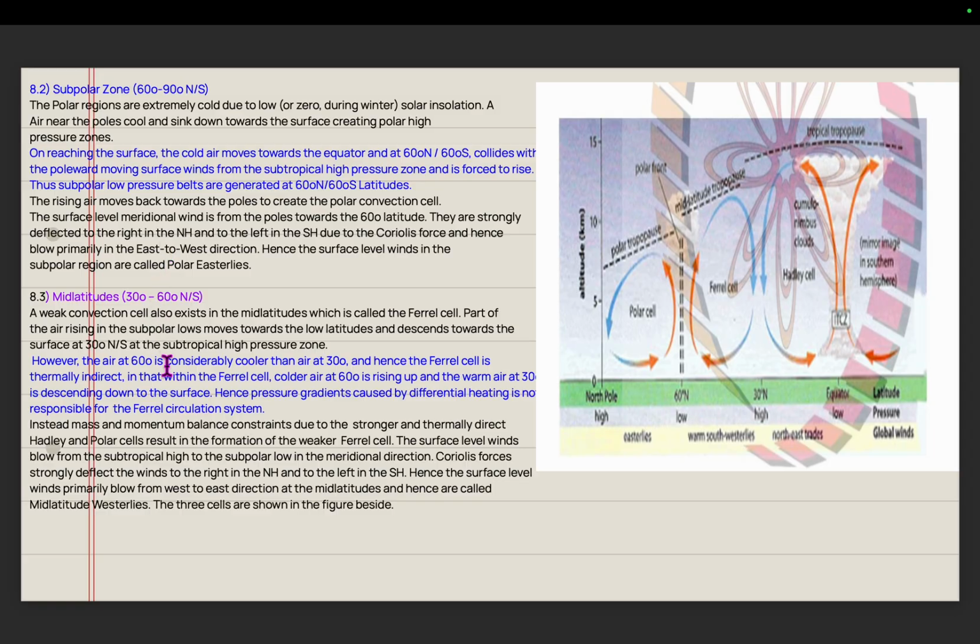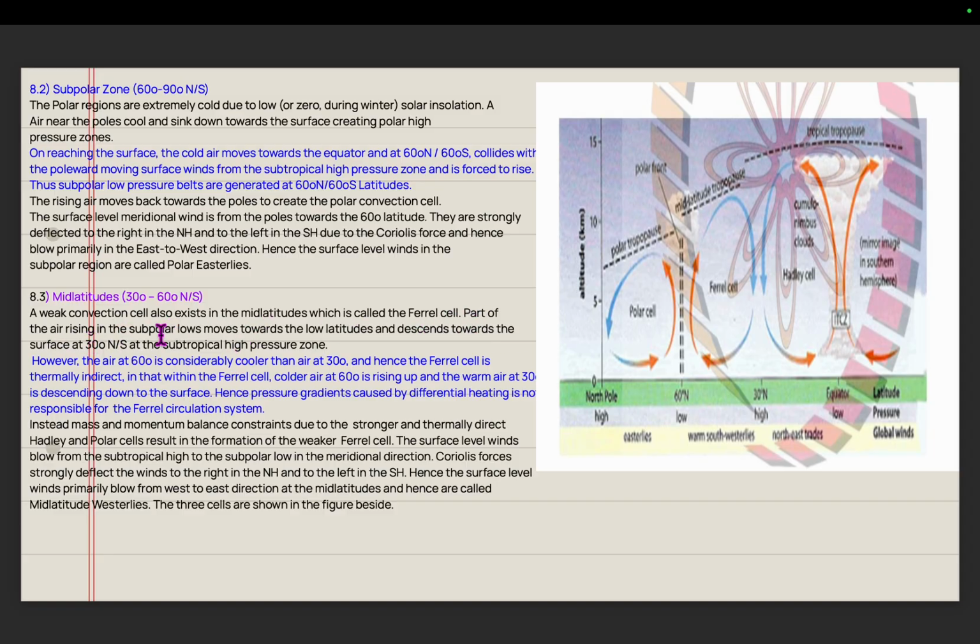In the mid latitude, that is the 30 degree to 60 degree region, a weak convection cell also exists. Why it is weak, I do not understand. I could not understand it today also. I will see it next day in some class. But it is called the Ferrel cell.